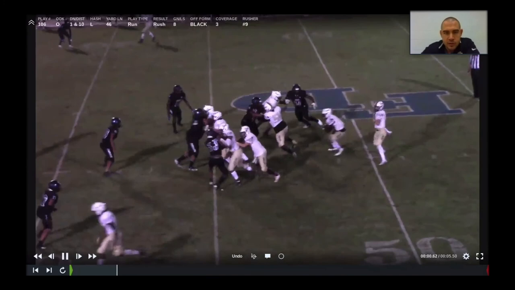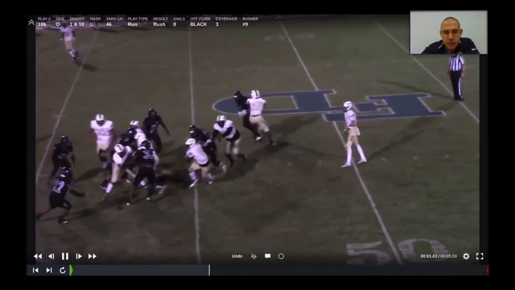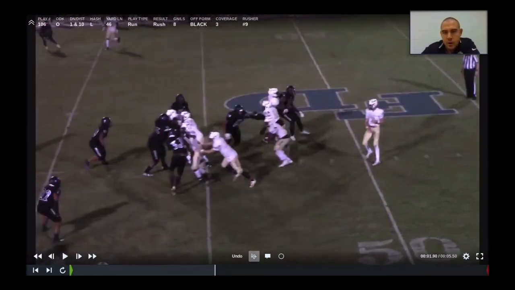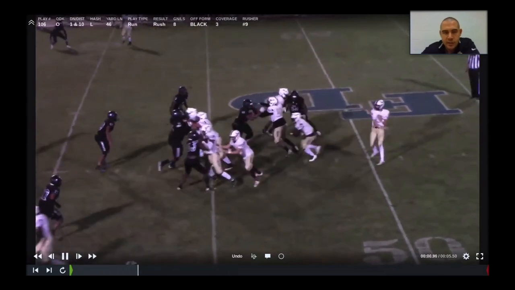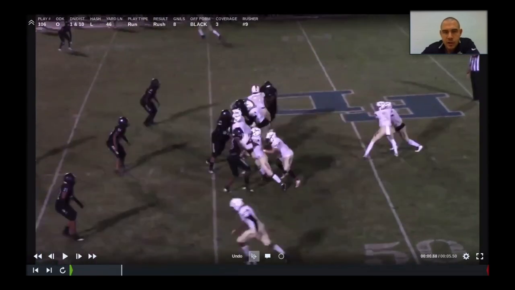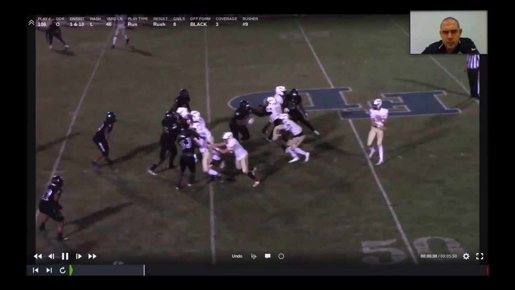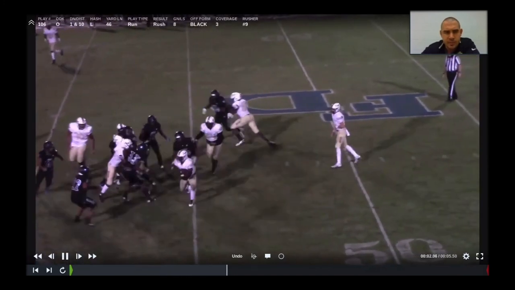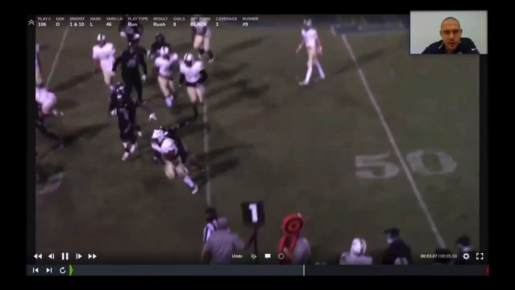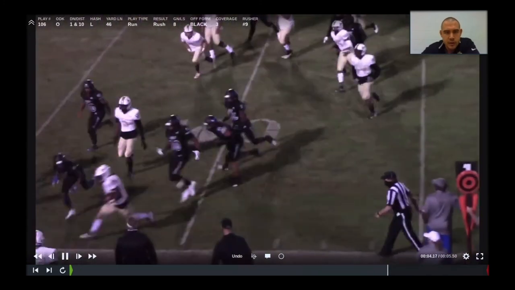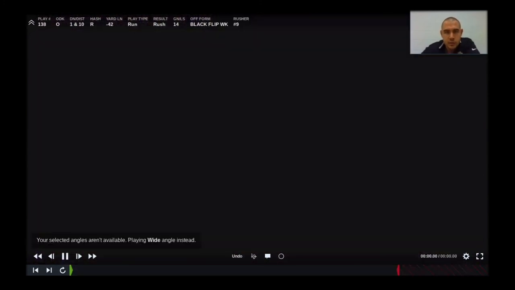Now, our left tackle is just absolutely bullying this guy. So that's why our running back kind of bounces it here. He sees him, even though he's blocking the wrong person. He's still pushing him 5 yards off the ball, right? So our running back just naturally follows him. Gets a nice little 9-yard gain there.